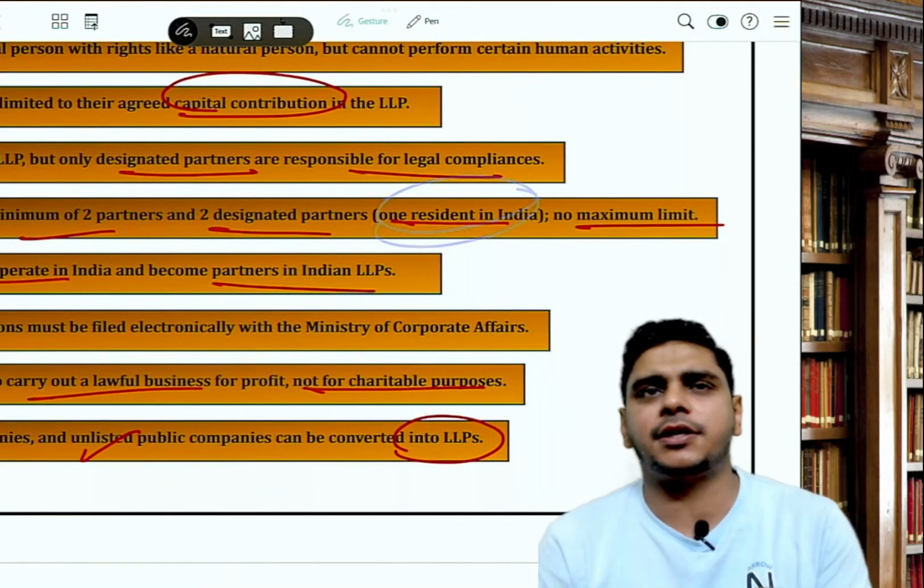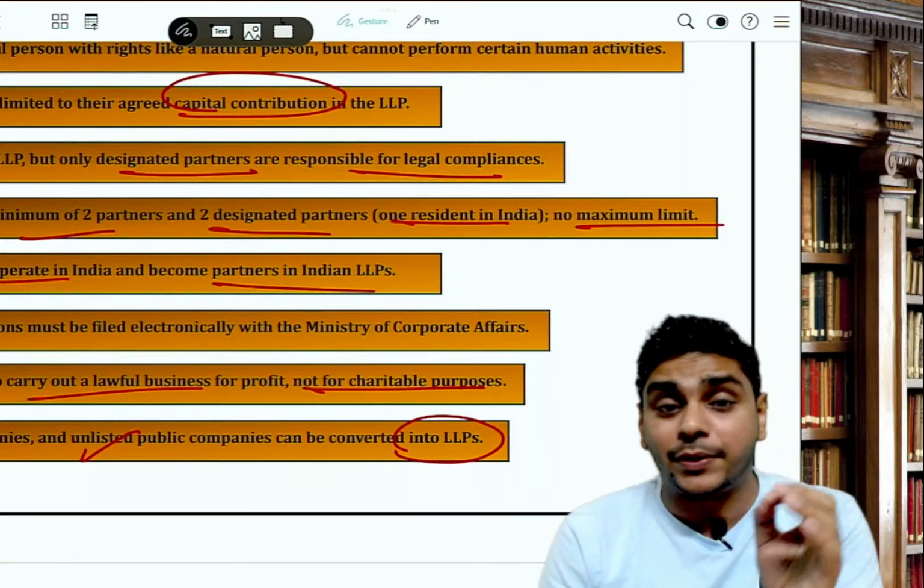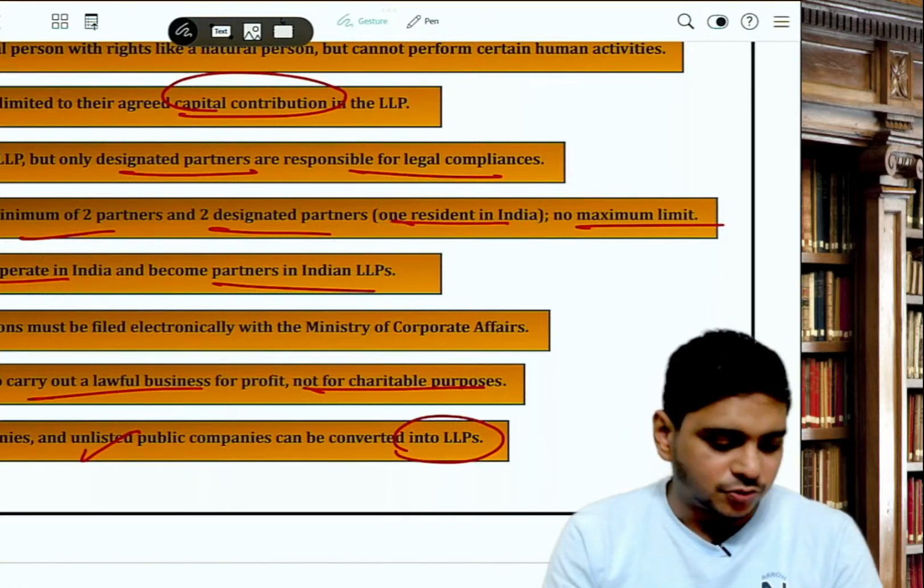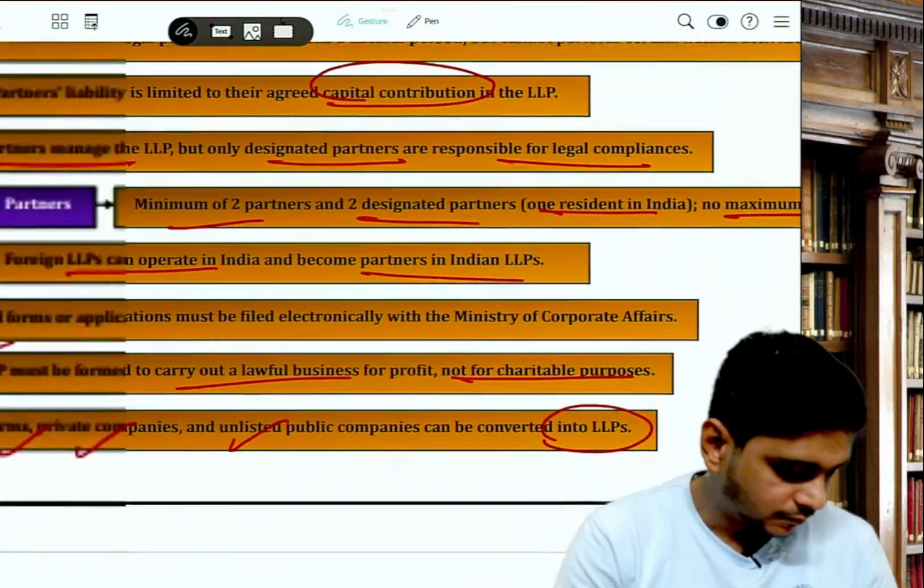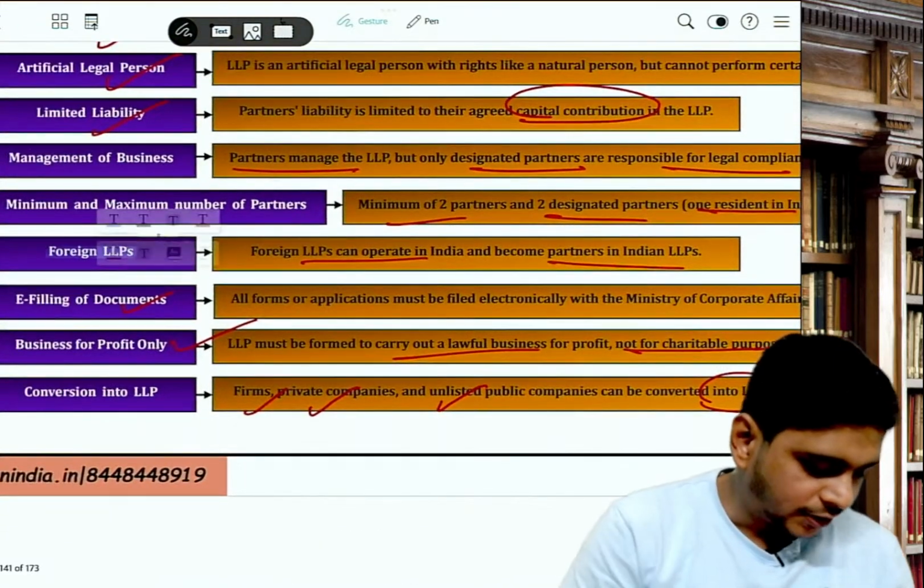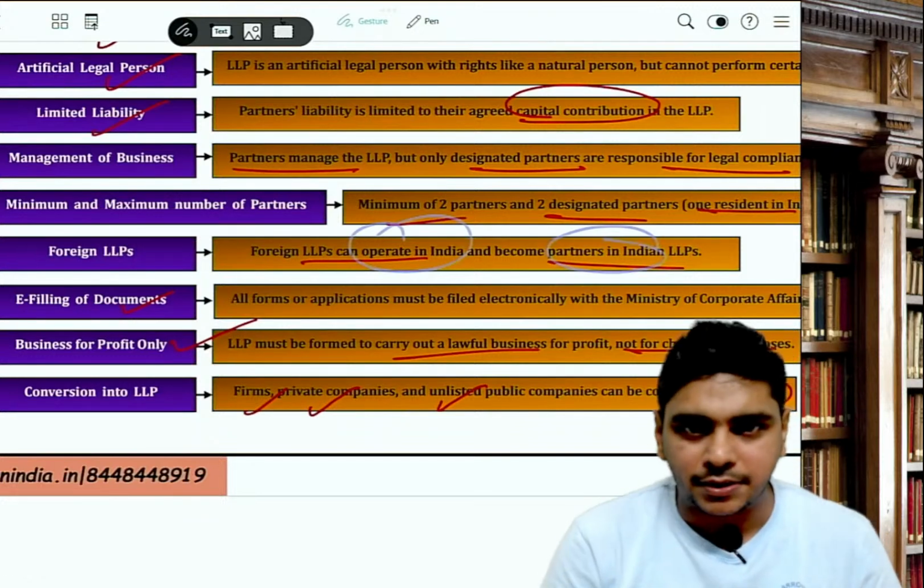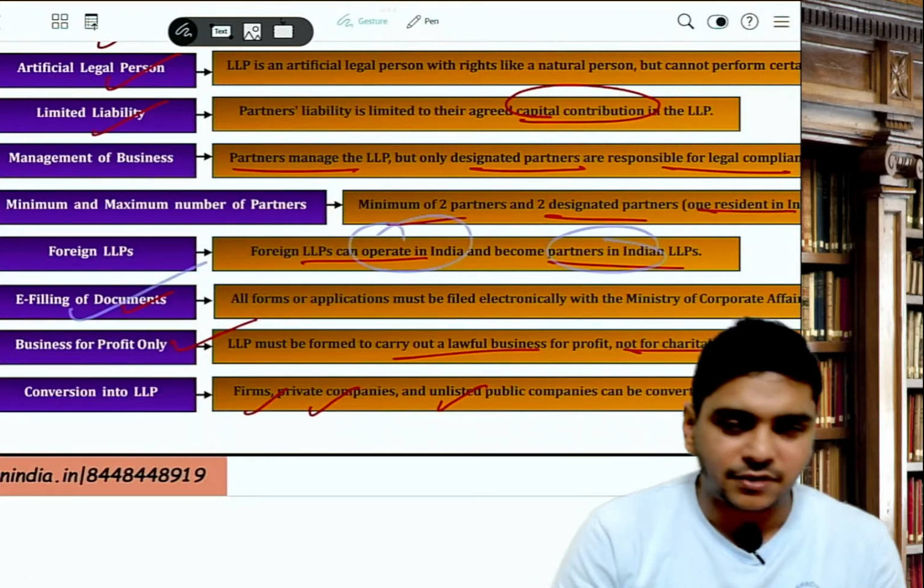Resident basically means staying in India for minimum 120 days during the year. There is no max limit. Then, foreign LLPs can operate in India and they can become partners in Indian LLPs. All the documents are filed with MCA.